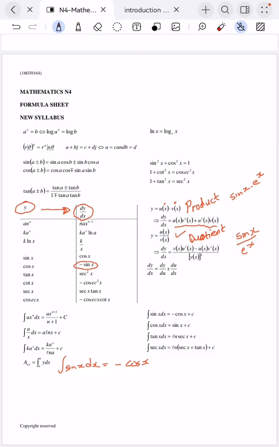Then the differentiation of sec is sec tan. The integral of sec tan will be sec, because it's the opposite. You just go back from sec tan. So every time you work with an integral, you check from the dy/dx, you go back to y. It's like you are reversing the equation.